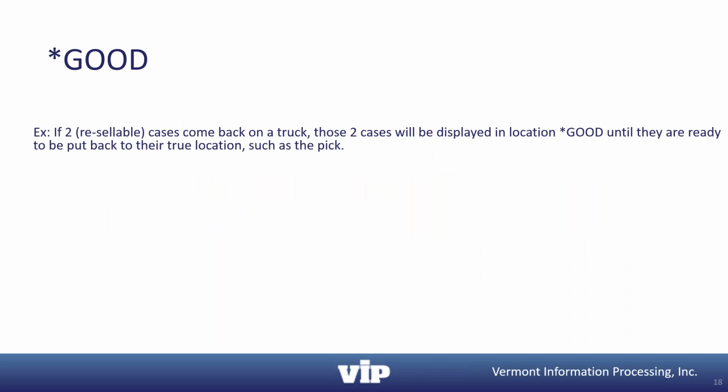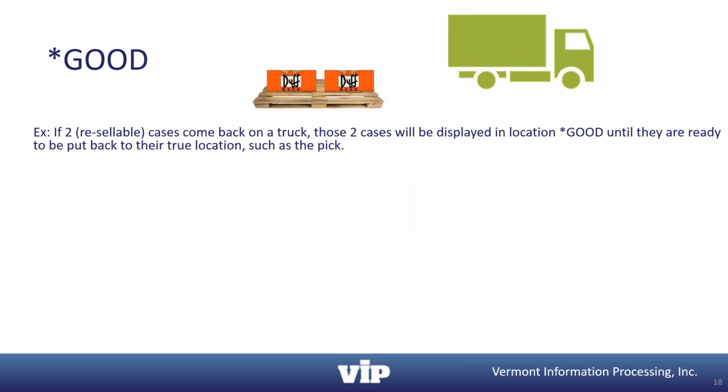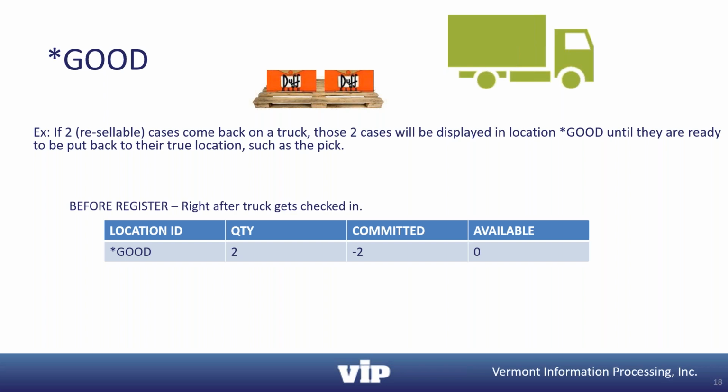So let's give an example here. Here's Star Good. What I'm going to show you is I have obviously a truck coming back. We're going to check in that truck, and we pull 2 cases off of that truck. In doing so, we find out these 2 cases are good, so my checker is going to mark them as good. Hopefully my driver did the same thing.